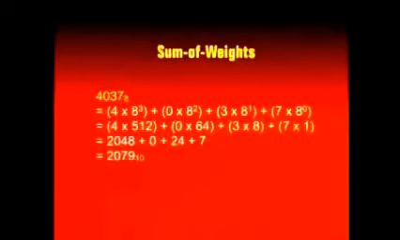Now let us consider the sum of weights method to convert an octal number 4037 to decimal. An expression in terms of the base number 8 and weights is written, as can be seen. The expression is solved to give 4 sum terms: 2048, 0, 24, and 7. The 4 terms are added to result in the number 2079, the decimal equivalent of octal 4037.